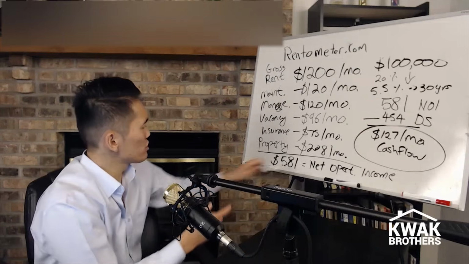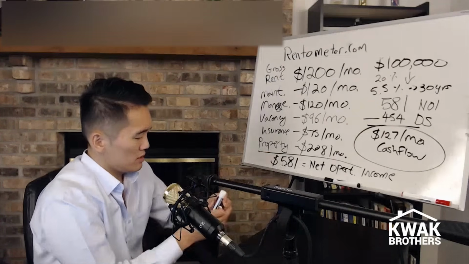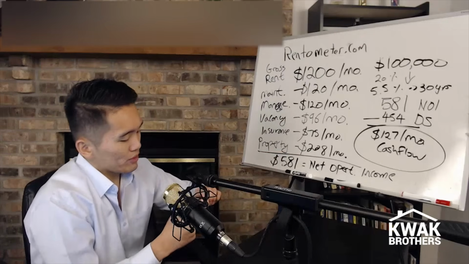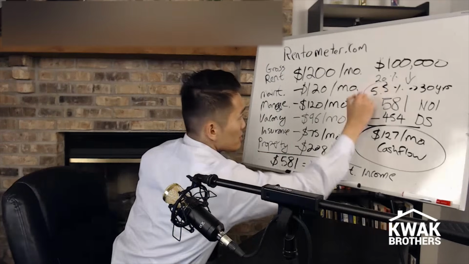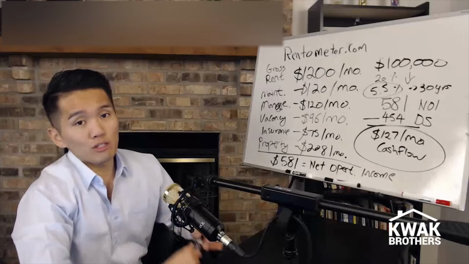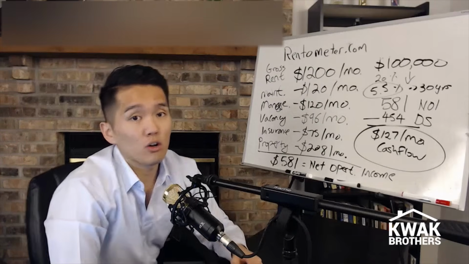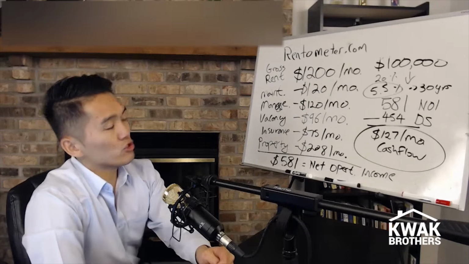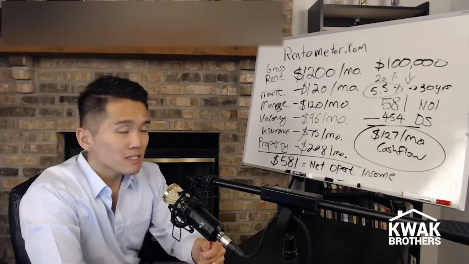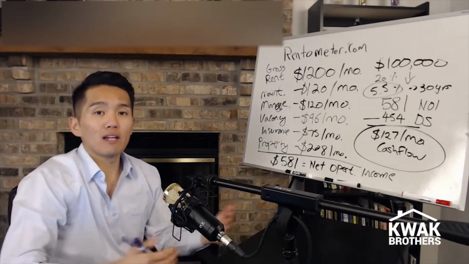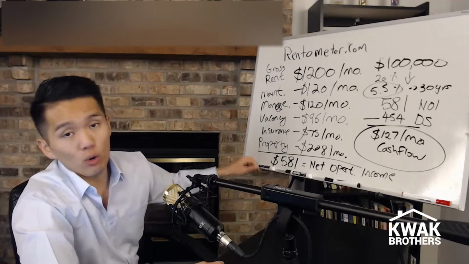Another thing I will mention, I'll use purple for this one. Be careful with the interest rate on financing. Because a lot of times, if you get a rental property and you are trying to put financing on it, the bank will try to offer you an adjustable rate.